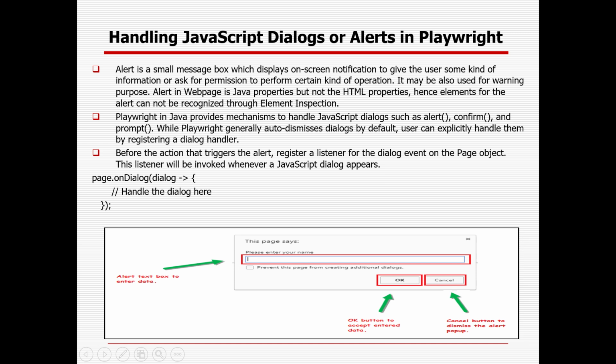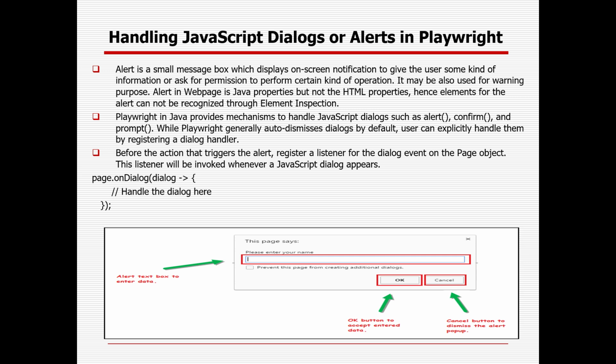So this is one of the alert diagrams where you could see there is some alert text box. You can enter the data. You can click on the OK button to accept the alert. You can click on the cancel button to dismiss the alert. Sometimes there might be yes or no buttons where you can click on the yes button to accept the alert and the no button to dismiss the alert.